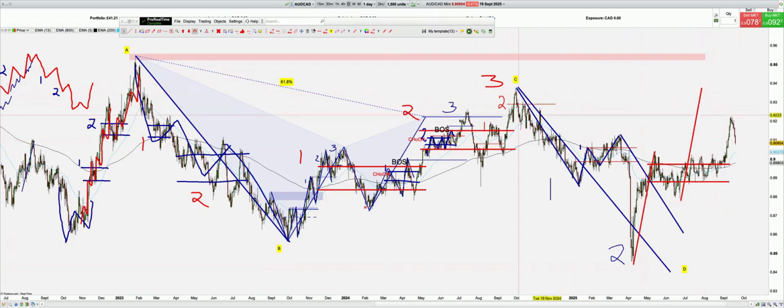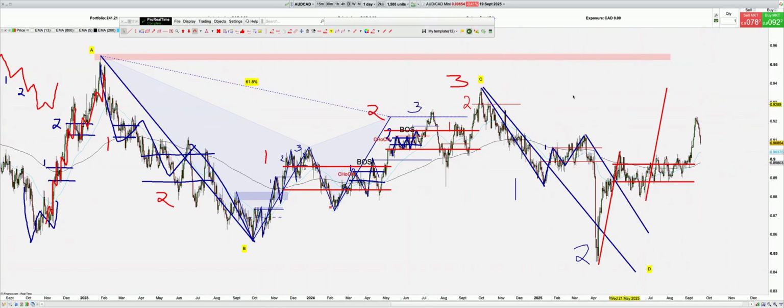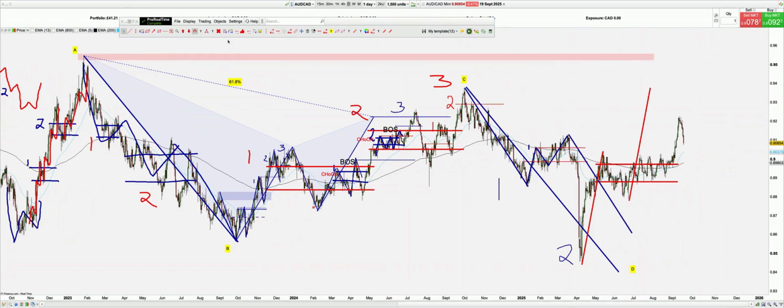For me, I'm not trading this. I'm looking for clean setups. This isn't clean. This is just a good example to show you how the methodology works.